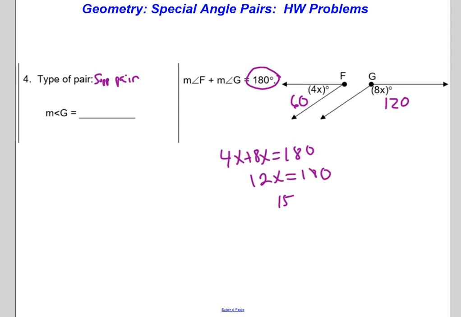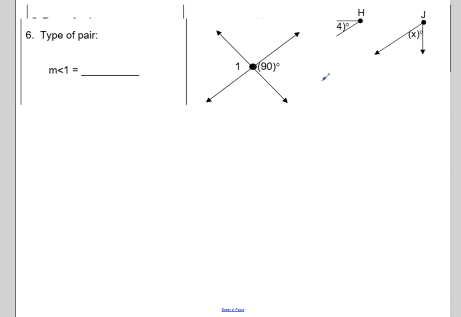Let's take a look at another one. All right, so what we have here is angle 1 and 90 degrees. These are vertical angles. They're straight across from each other. That means this is equal to that. Because if this is a linear pair, this would also have to be 90, and this would also be 90, and so on. Okay, so these are basically equal to each other.